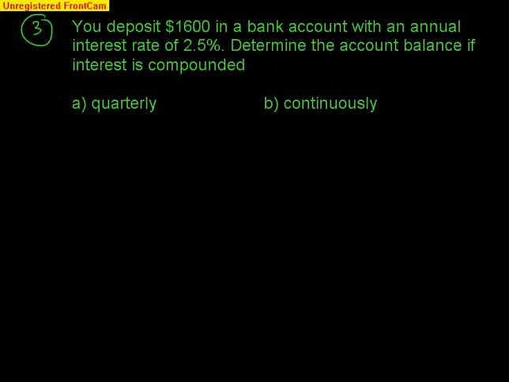Okay, so here's our next problem, a compound interest problem. You deposit $1,600 in a bank account with an annual interest rate of 2.5%. Determine the account balance if interest is compounded quarterly or continuously.